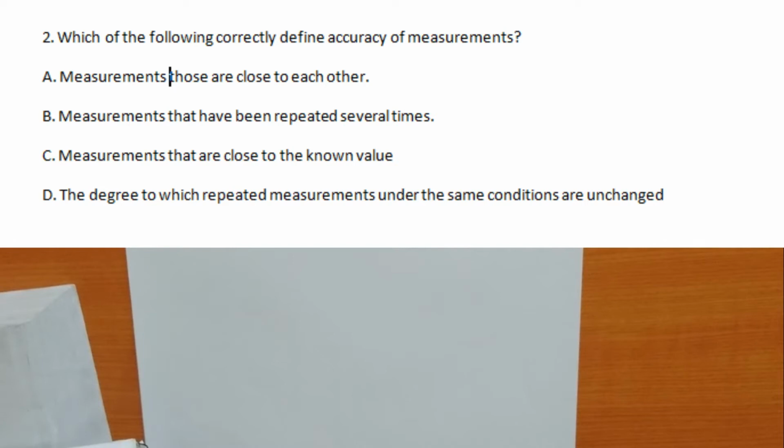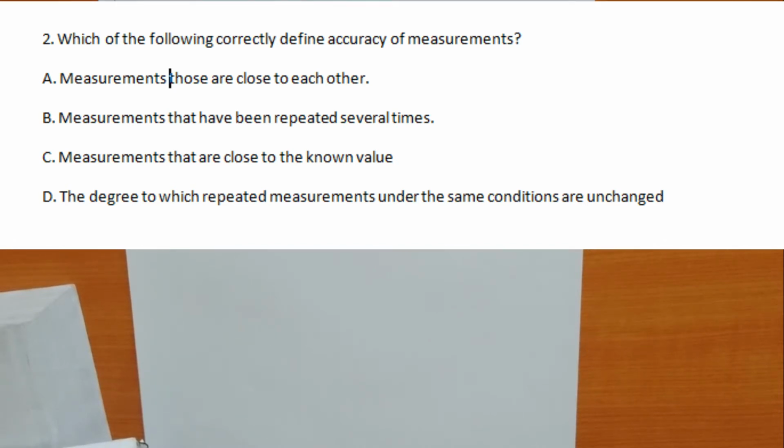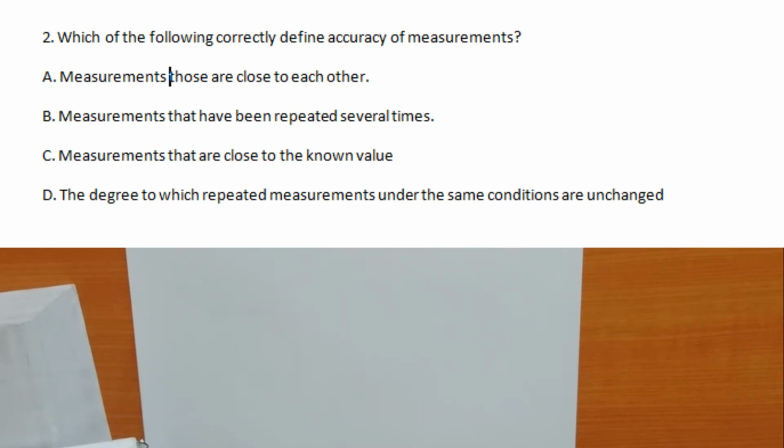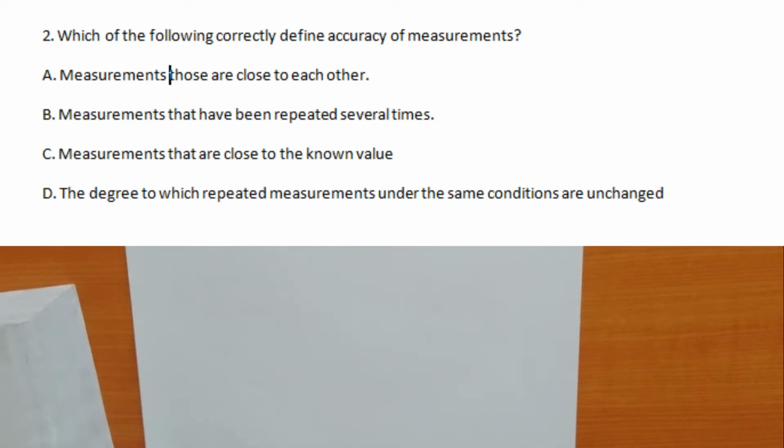Number 2. Which of the following correctly defines accuracy of measurements? First, what is accuracy of measurements? Accuracy of measurement is the closeness of the agreement between the result of the measurements and the true value of the thing being measured. A. Measurements that are close to each other. B. Measurements that have been repeated several times. C. Measurements that are close to the known value. D. The degree to which repeated measurements under the same conditions are unchanged. So our answer is C.